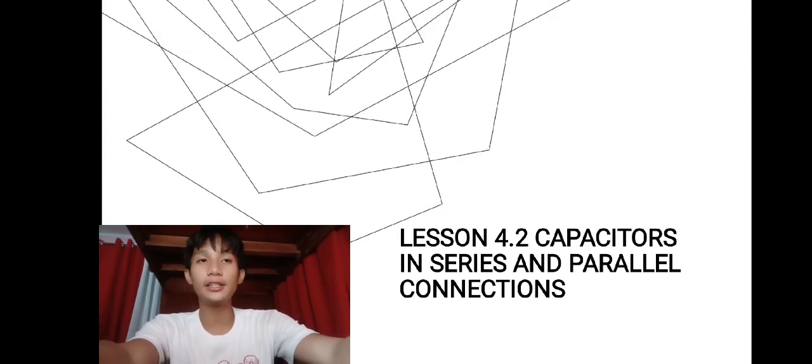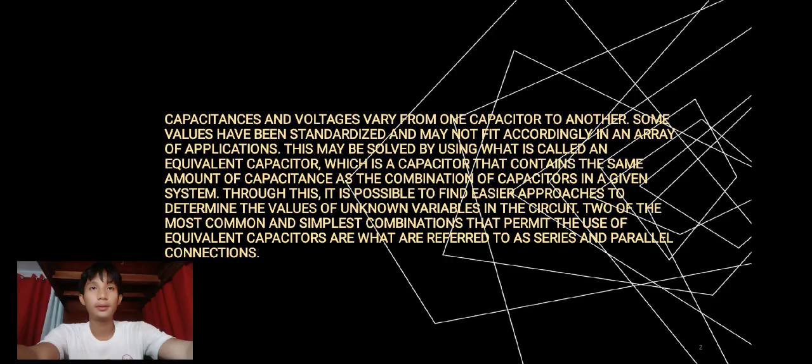This is our lesson 4.2, capacitors in series and parallel connections. Capacitances and voltages vary from one capacitor to another. Some values have been standardized and may not fit accordingly in an array of applications. This may be solved by using what is called an equivalent capacitor, which is a capacitor that contains the same amount of capacitance as the combination of capacitors in a given system. Through this, it is possible to find easier approaches to determine the values of unknown variables in the circuit.